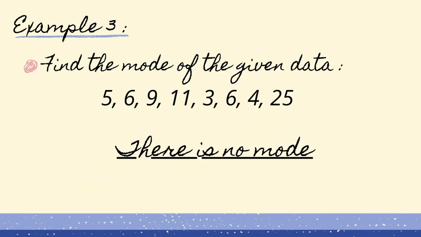For the third example, we have 5, 6, 9, 11, 3, 6, 4, and 25 as our given data set. If you notice, there are no repeated numbers in there. Thus, there is no mode.